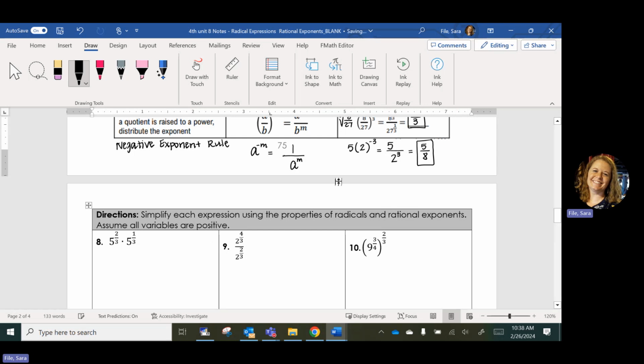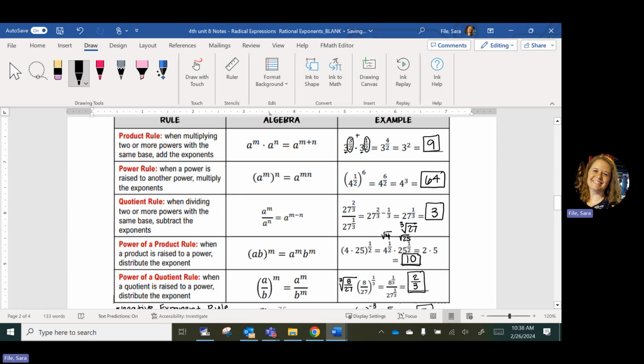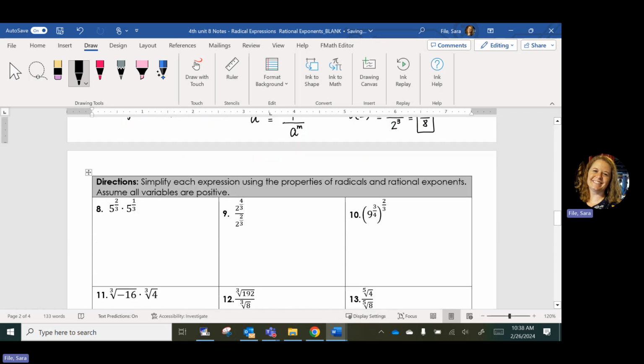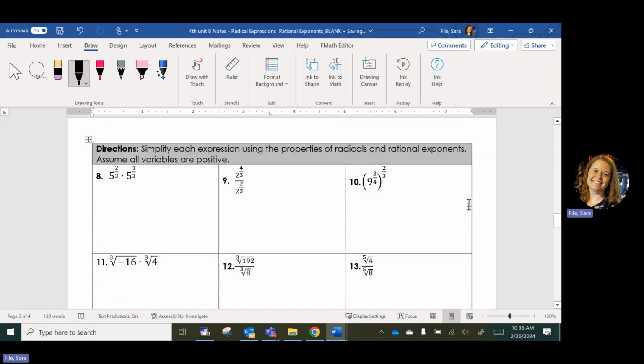Okay, so we'll need that negative exponent rule a little bit later, so I wanted to add that to the list. All right, so we're going to refer to all of these different rules we just refreshed on as we go through these examples and simplify each expression using those properties of radicals and rational exponents. Okay?